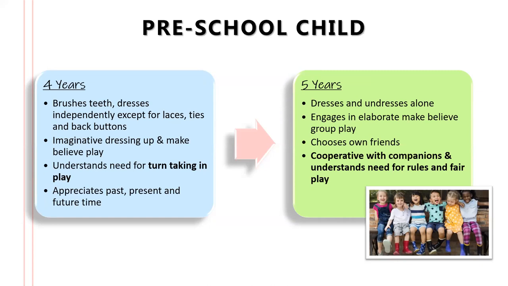And then for 5 years old, at this stage, there is an increase in understanding of the link between people's mental state and their action. At this moment, they start to choose their own friends, and they are cooperative with their companions and understand what fair play means. And the red flag for 5 years old is when the way they play is different from the way other children their age play.